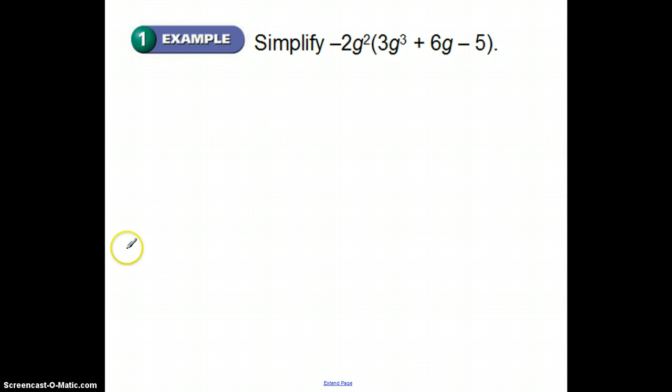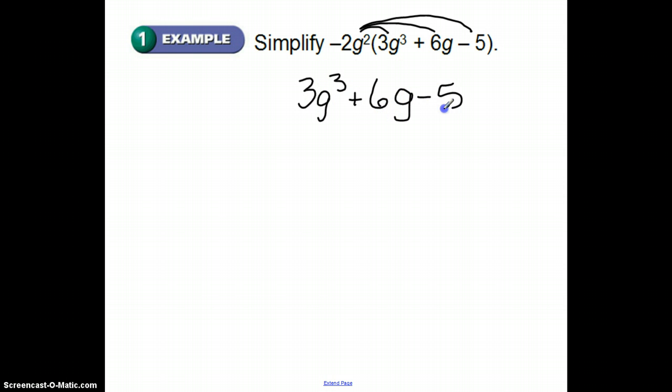This is a simplifying problem, and that's generally the directions you're going to see when they really want you to go through and distribute this. So let's set this up like the one I did earlier. So 3g cubed plus 6g minus 5 and negative 2g squared here.